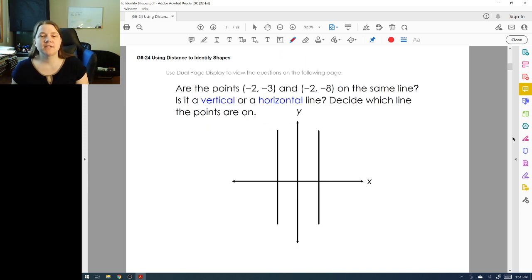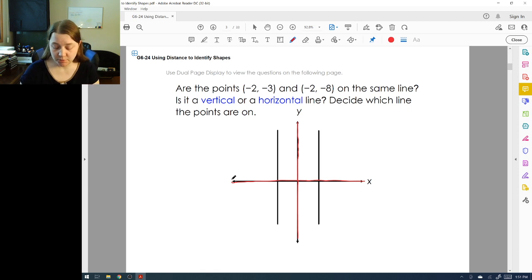So if we have the points -2, -3, and -2, -8, and we want to figure out which of these two lines on the coordinate plane it's going to be, we have two potential vertical lines. We have potential A, we have potential B. To figure out where this point is, we need to figure out how far we run to get to the line. So if I start at the origin, and I'm going to run -2, that means I'm going to run in the negative direction.